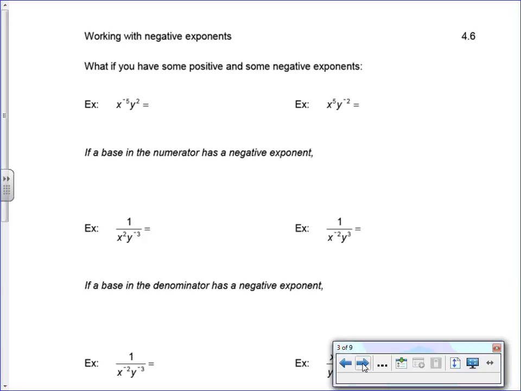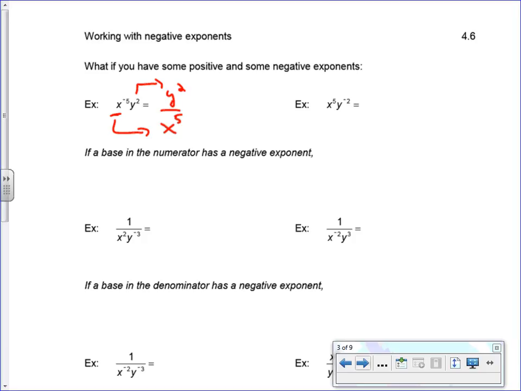All right, we'll write that down in a second. So look at this first example. Which base has a negative exponent? Just the x. So we're going to leave this one in the top, and we're going to move this one to the bottom. So you only do the reciprocal if the exponent on that base is negative. Does that make sense? Only for that one part.